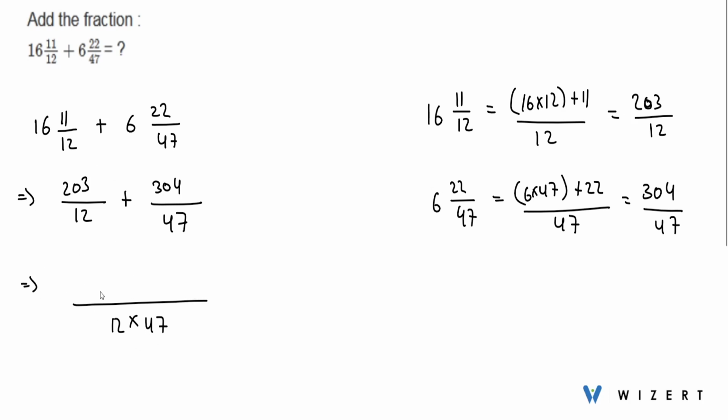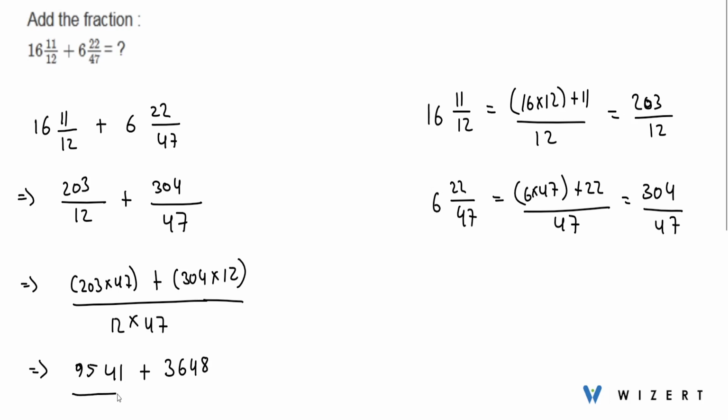So our first term in the numerator will be 203 multiplied by 47, and similarly when 12 multiplied by 47 is divided by 47 we get 12. So the next term will be 304 multiplied by 12. So 203 multiplied by 47 gives us 9541, and 304 multiplied by 12 gives us 3648, and in the denominator we have 12 multiplied by 47, which is equal to 564.